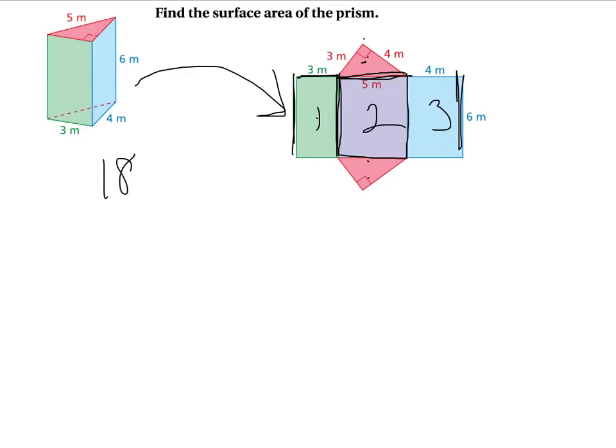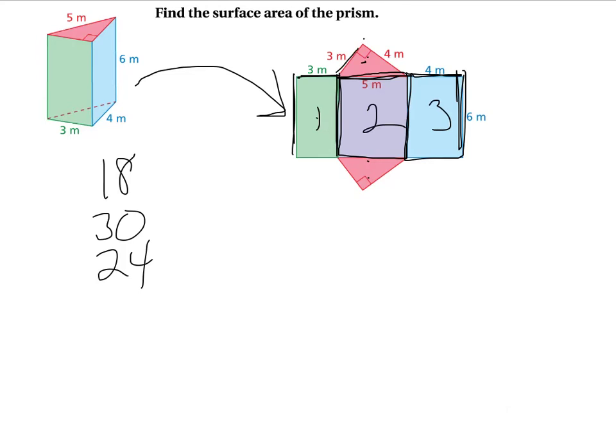It's very important to be organized and make sure you're getting each side. 5 times 6 would be 30. And then this one is 4 times 6, so that would be 24. That is the area of each rectangle there.